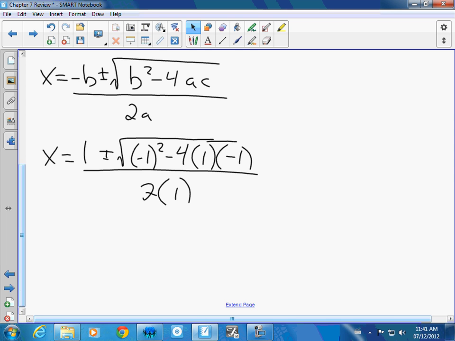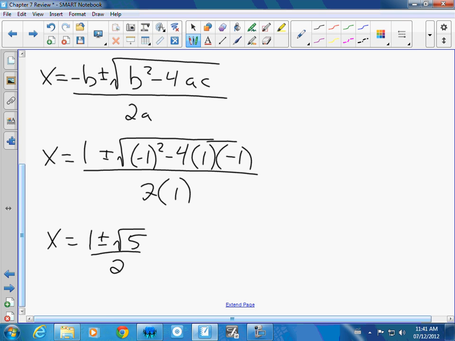Okay, so you get 1 plus or minus root 5 over what? 2. 1 plus or minus root of 5 over 2. You should get that, right? You guys have done enough quadratic equations. So do the other one. How do you do the other one?